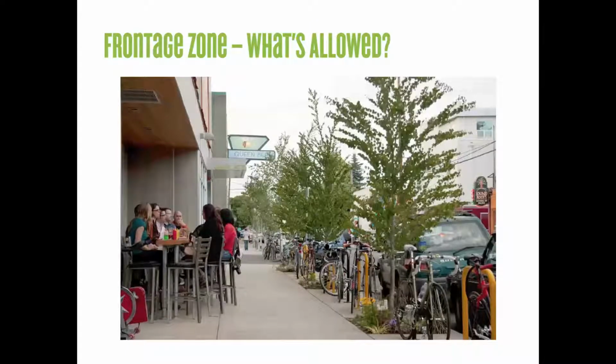You can see that their furnishing zone is just filled with bike racks and trees. There's no real room for cafe seating there. So they've got the seating on the left, but they've still maintained an open space here in the through pedestrian zone and a clear sight line down to the end of the block.